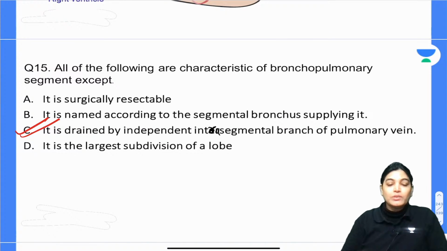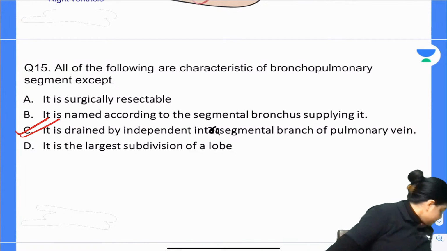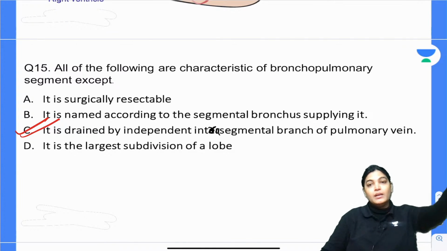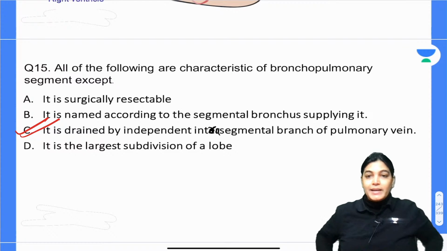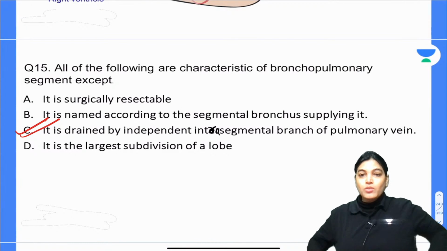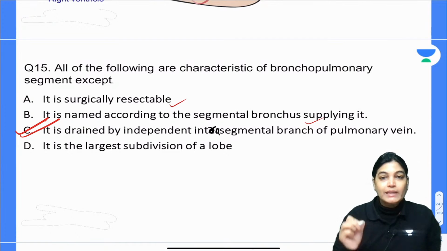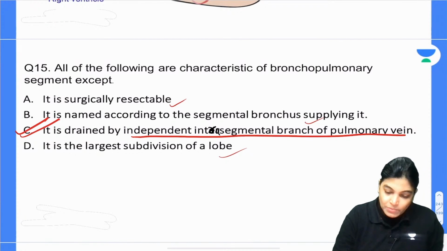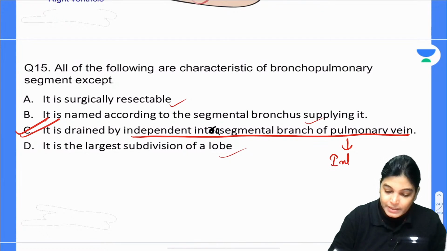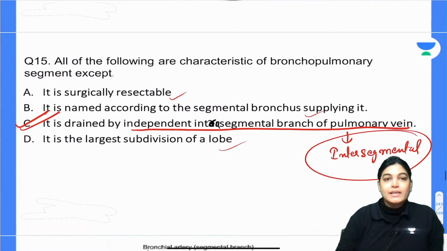So if we have to define the bronchopulmonary segment, we clearly know that the bronchopulmonary segment is the structural and functional unit of the lung, and we have 10 bronchopulmonary segments on the right hand side and the left hand side of the lung. It is surgically resectable, and we have an individual segmental bronchus branch residing inside one bronchopulmonary segment, which is the largest subdivision. Actually, the location of pulmonary vein tributaries is intersegmental. It lies in between the bronchopulmonary segments, not intrasegmental. So we have C as the incorrect option.